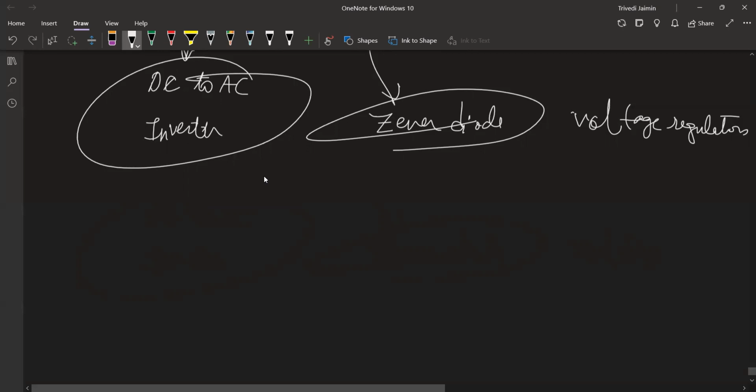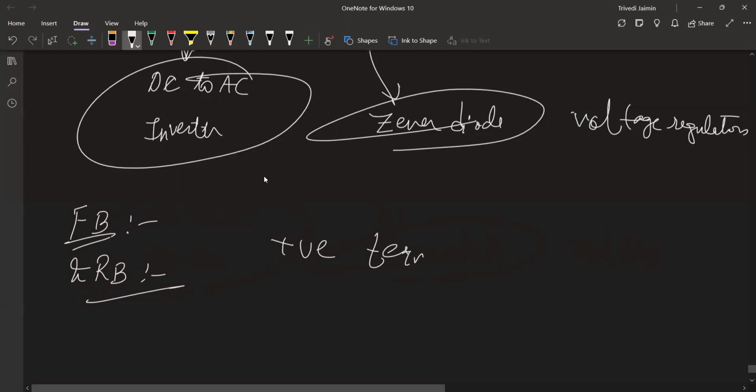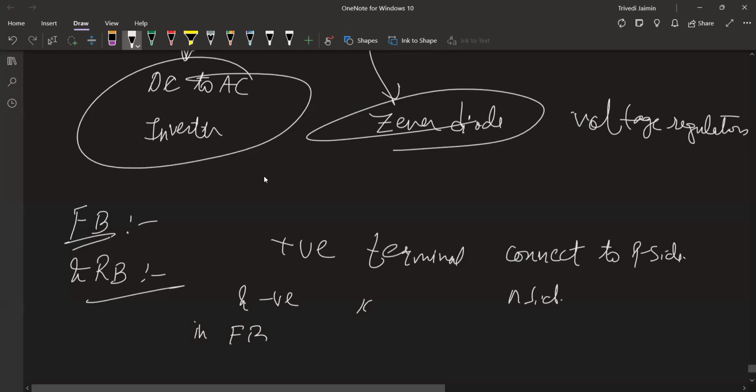This one, forward bias and reverse bias, these are important. What is forward bias, and reverse bias? In short, the positive terminal connects to the P side and the negative terminal to the N side in forward bias condition. In reverse, it's opposite.